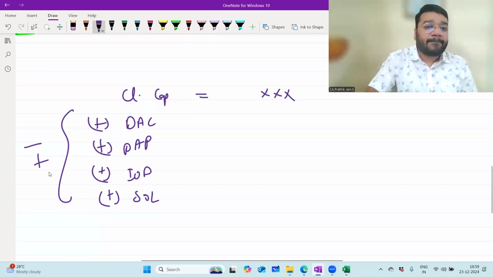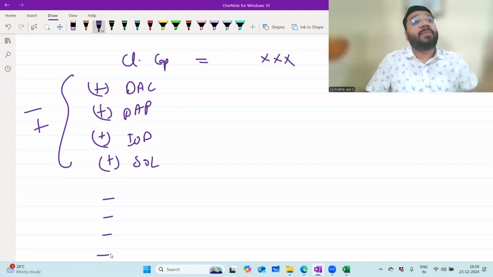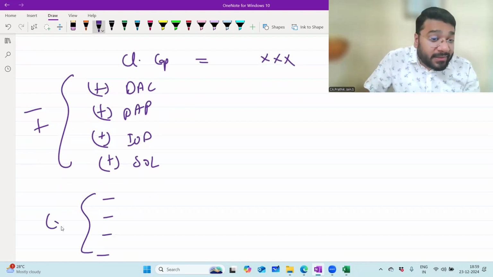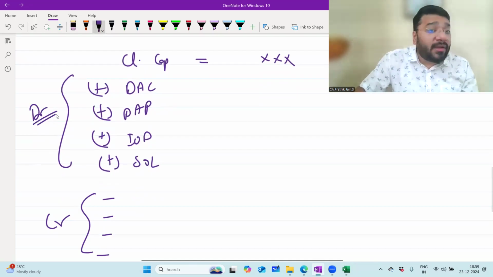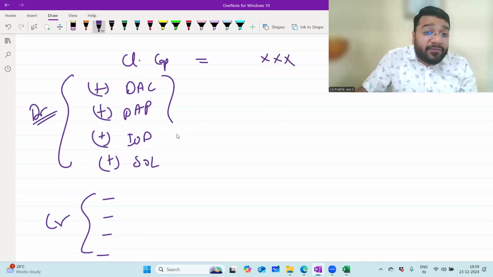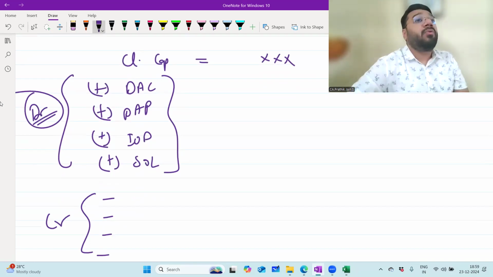Then we are supposed to minus those items which have been credited to the capital account. Add those items which have been debited to the capital account. So these 4 items too should be added. These 4 items should be added only if they are debited to the capital account.